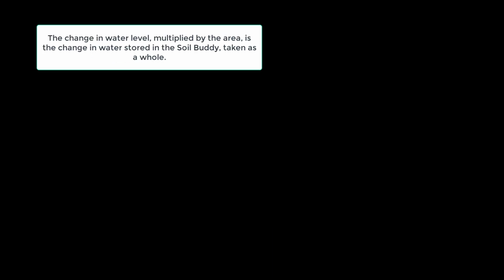For those of you who are still with me, it is the change in water level, right? That is a change in storage in that entire system. Now it's a little bit tricky here because it depends on what you're calling your system. If your boundary condition is at the top of the sponge, you really can't see that change in storage. It's an expansion of the sponge. But taking the whole soil buddy as your system, you're seeing that change in storage as the water level change.